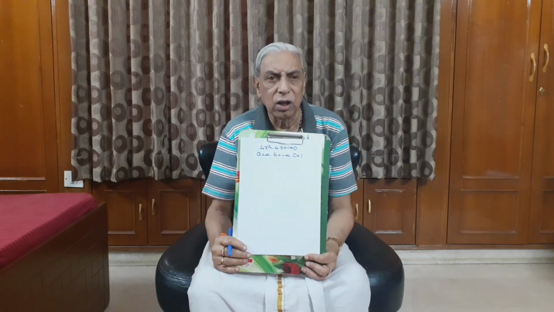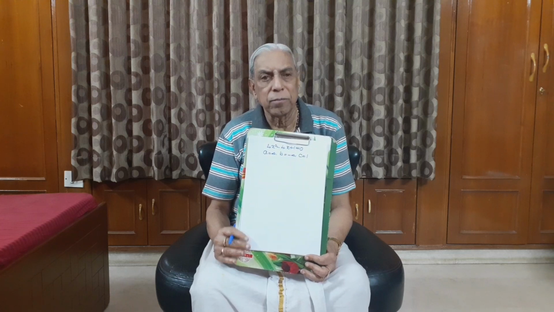What is the value of A? Here A equals 4, B equals minus 4, C is equal to 1. Find the value of B square minus 4AC. What is B square minus 4AC called? It is called the discriminant of the roots of the equation.